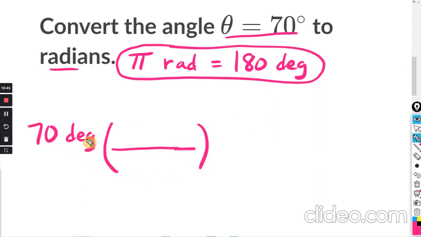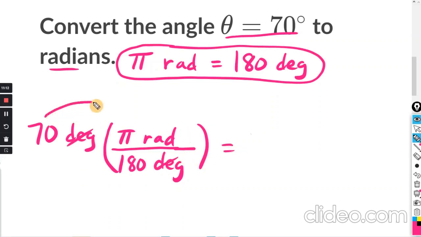So here we have 70 degrees in the numerator. We want degrees in the denominator. So I'm going to put the degrees down here. And that's going to be 180 degrees. All right, and if 180 degrees is in the denominator, I want pi radians in the numerator. All right, degrees divided by degrees cancels. And we're left with 70 times pi in the numerator and 180 in the denominator. And the units left over are radians, which is exactly what we want.